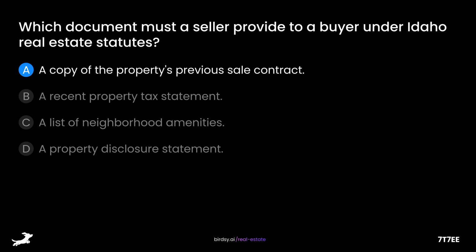Is it A, a copy of the property's previous sale contract, B, a recent property tax statement, C, a list of neighborhood amenities, or D, a property disclosure statement? The answer is D, a property disclosure statement.